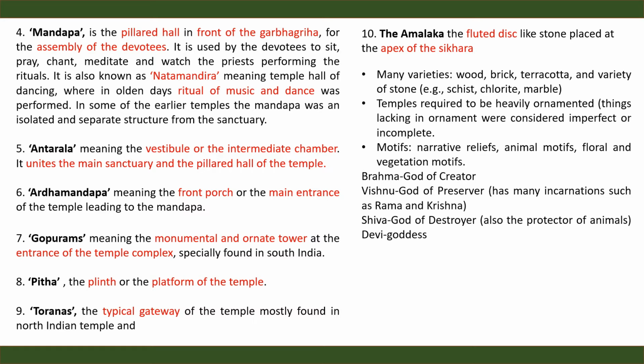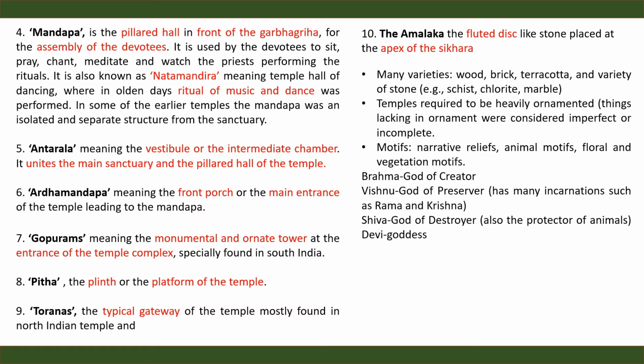Next is Gopurams or Toranas. Gopurams, which we call in North Indian temple, and then Torana in South Indian temple, for a temple gateway. Next is Pita, that is the plinth or the platform over which the temple rests. And next is Amalaka, that is a fluted disc-like stone placed at the apex of the Shikara.